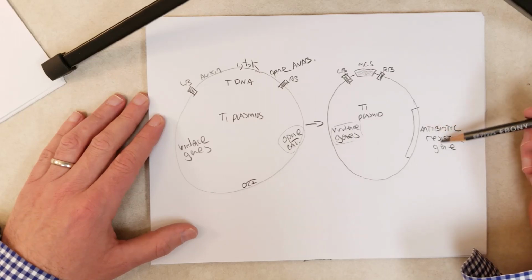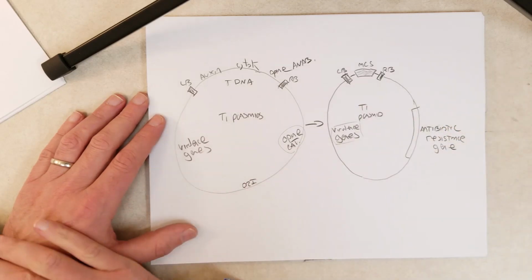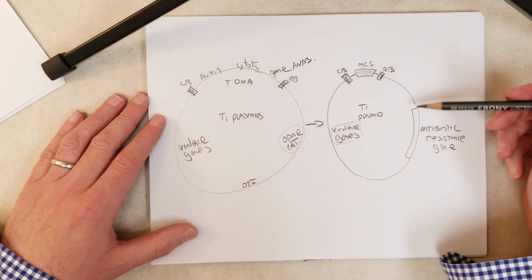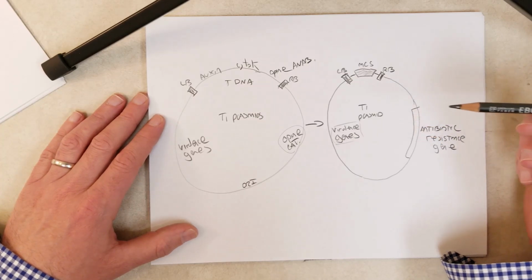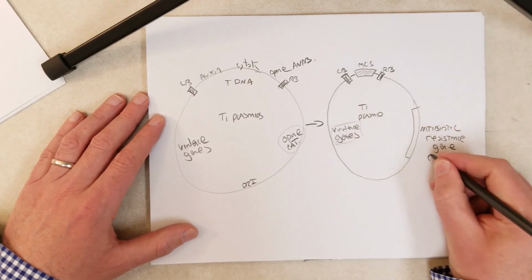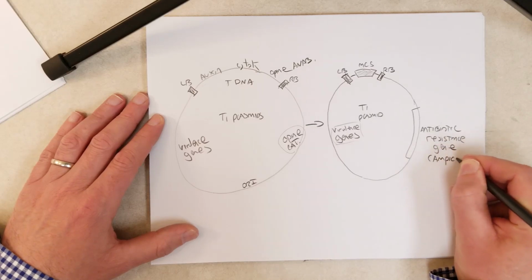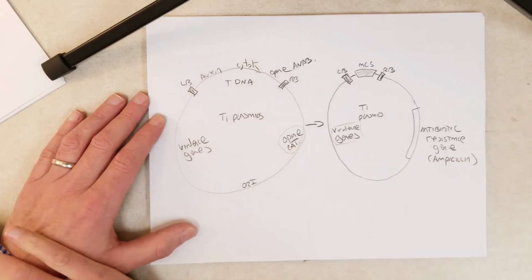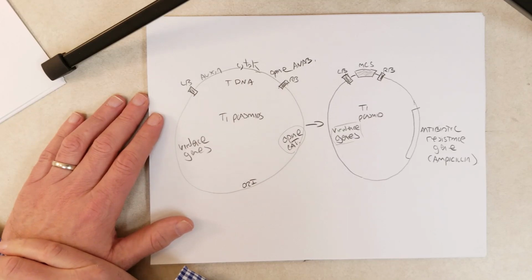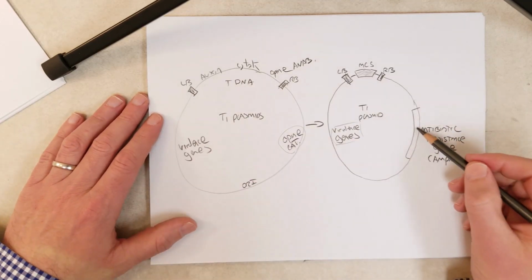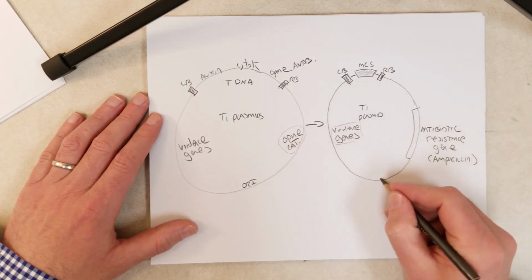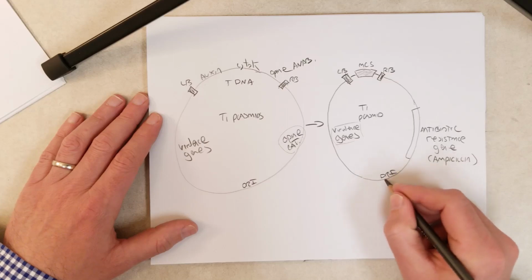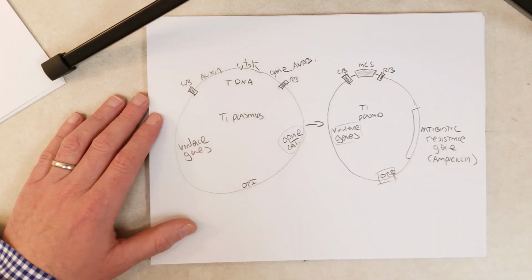So the antibiotic resistance gene will let us know that we succeeded in getting this TI plasmid back into the bacterium, because it's now resistant to, we could say, ampicillin. And there are some others, kanamycin and geneticin, I think. So that might be one reason why you would replace these opine catabolism genes with an antibiotic resistance gene. And here's the origin of replication. We would need one of those.